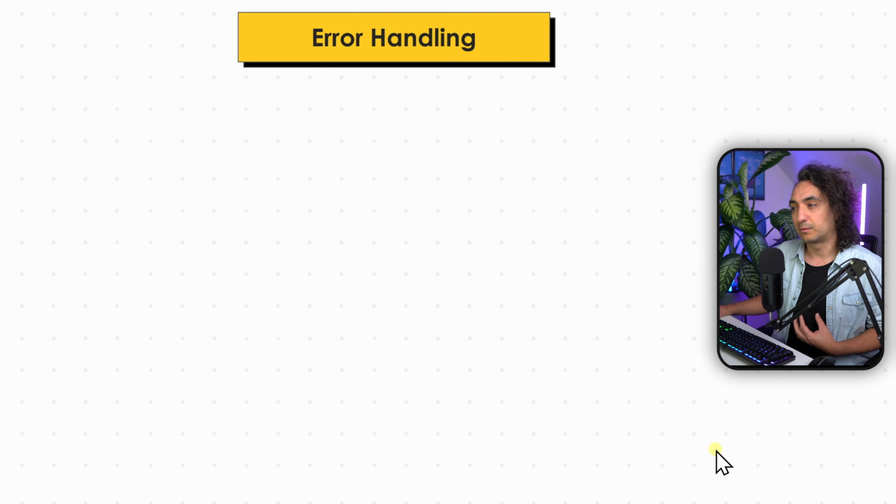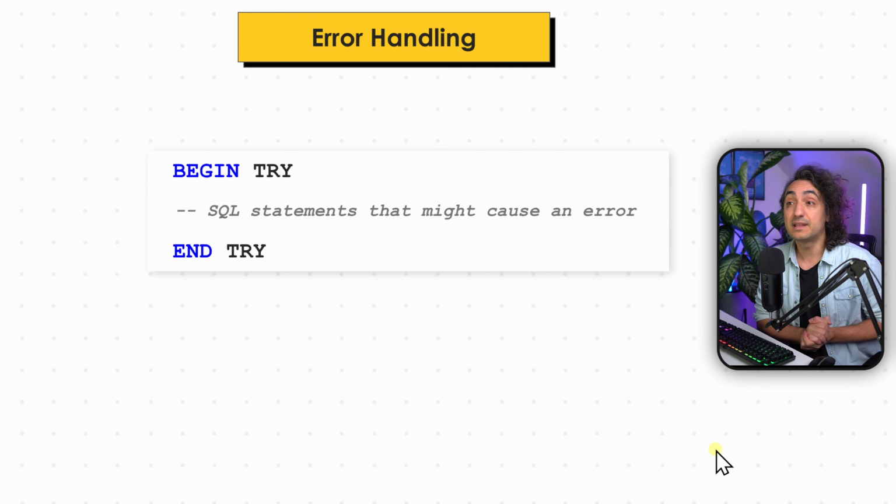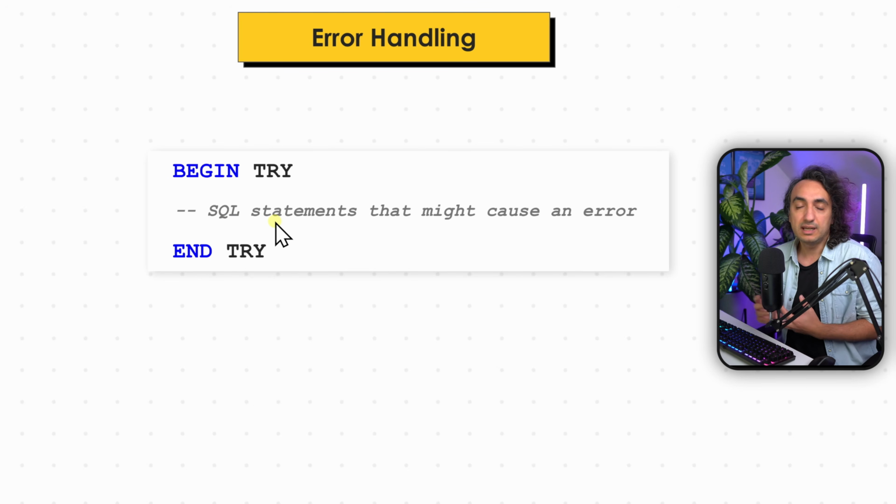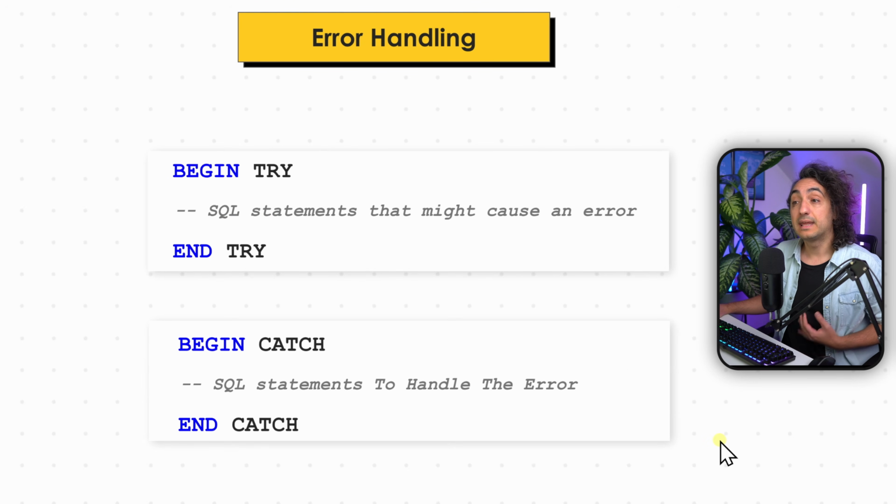So now let's check quickly the syntax. It usually has two parts. The first part is the try part. So the syntax is like this: begin try, end try. So you are defining the boundaries of the try, and in between you can have all your SQL statements and your code. And the second part is going to be the catch part. So you say begin catch and end catch, so you are defining the boundaries, and then in between you can tell SQL what to do if there is an error.